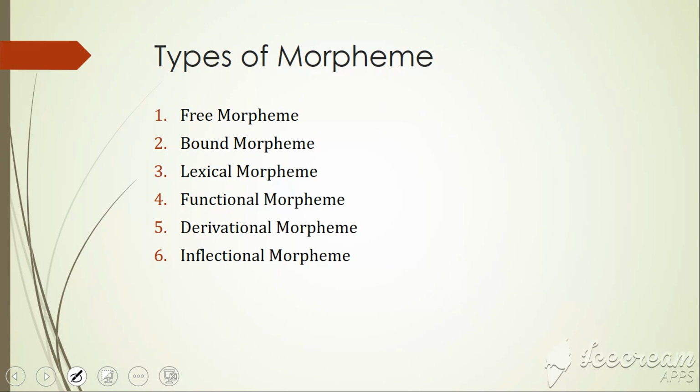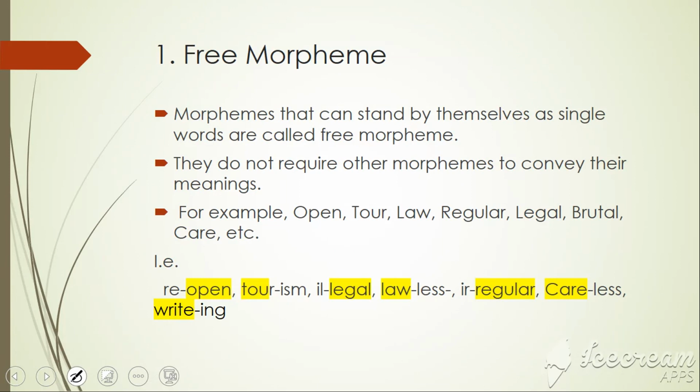So guys, let's come to the third point, types of morphemes. There are six types of morpheme that I will try to cover in today's tutorial. The first ones are free morpheme, bound morpheme, and lexical morpheme, functional, derivational, and inflectional morpheme. So let's begin with the first type, free morpheme.